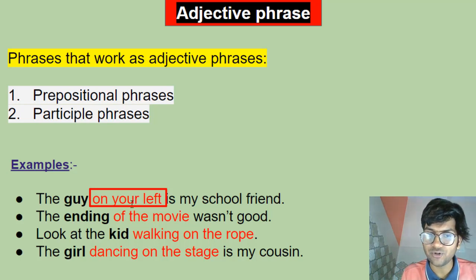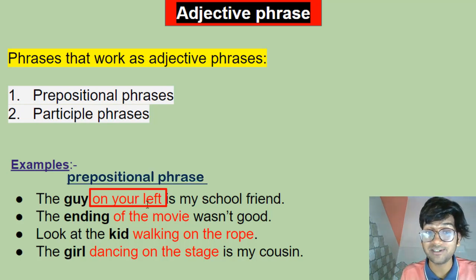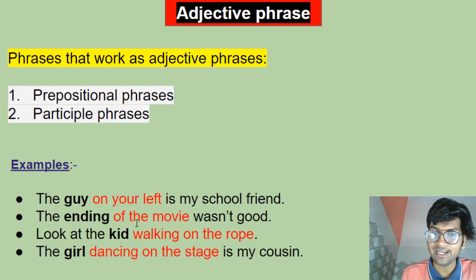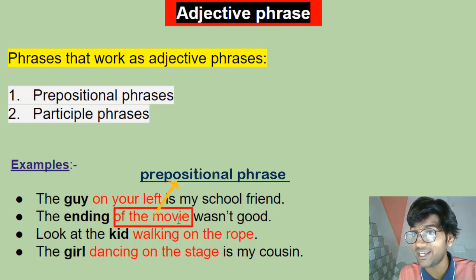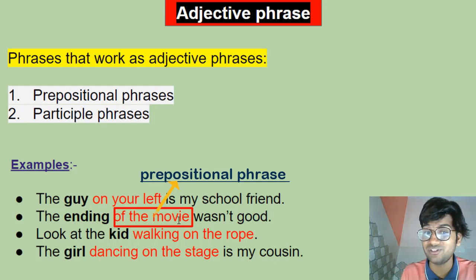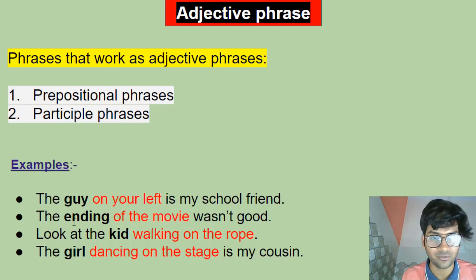So on your left is a prepositional phrase, but here it's working as an adjective modifying the noun guy. Which guy? On your left. The guy on your left is my school friend. The ending wasn't good. Which ending? Which ending am I talking about? The ending of the movie, which is a prepositional phrase, but here working as an adjective phrase giving information about the subject, ending. The ending. Which ending? Of the movie. Here is the ending. The ending of the movie wasn't good. Got the point?